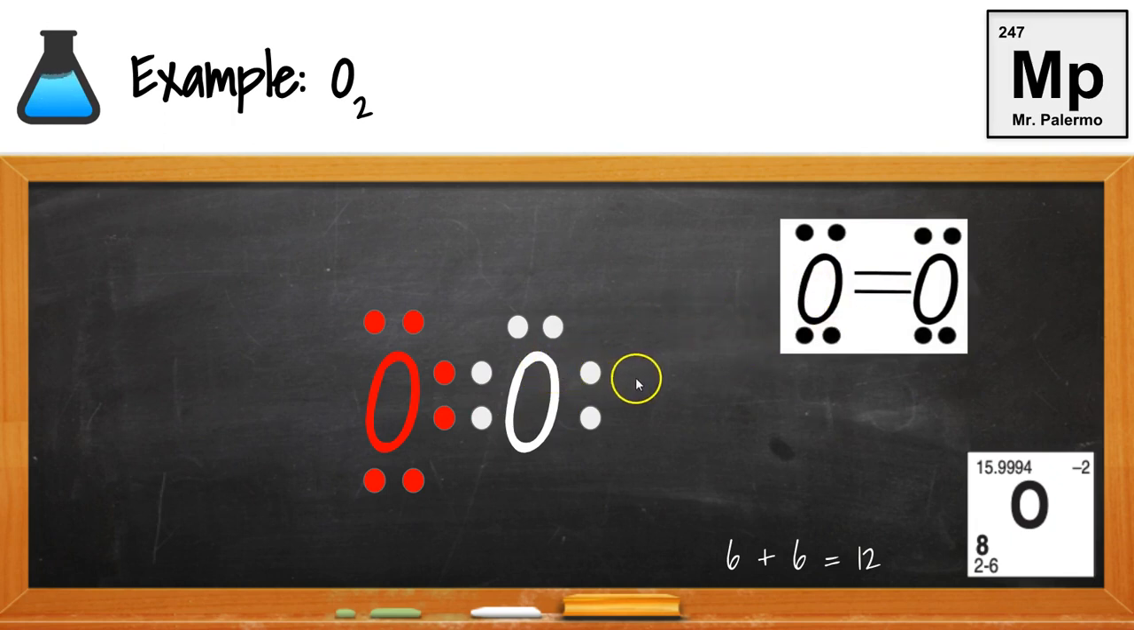And you'll see that the total number of electrons is 12. We have 2, 4, 6, 8, 10, 12. And each oxygen still has its full valence shell of 8. 2, 4, 6, and then 8, again, because it's sharing this pair here. And the same thing for this oxygen.